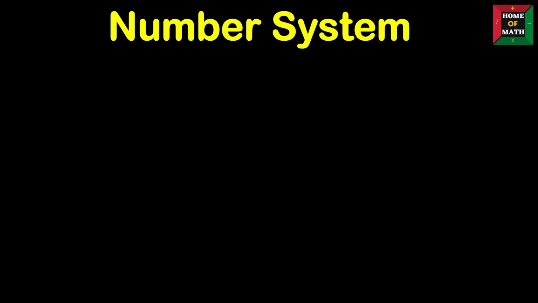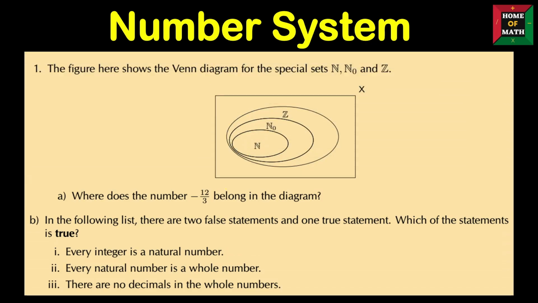Today's topic: number system. Today's question: the figure here shows the Venn diagram for the special sets N, N0 and Z. In this video we will try to solve this one step by step. Let's start.